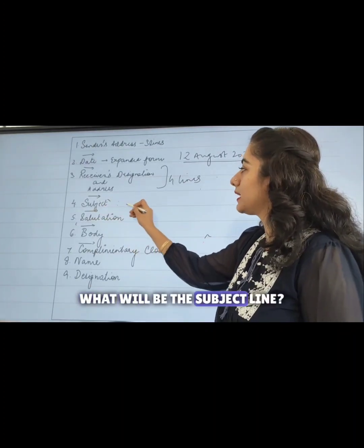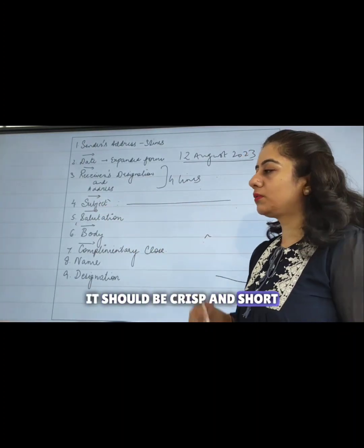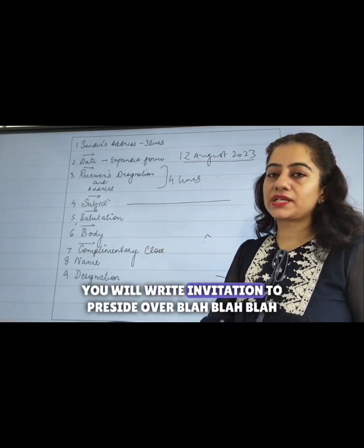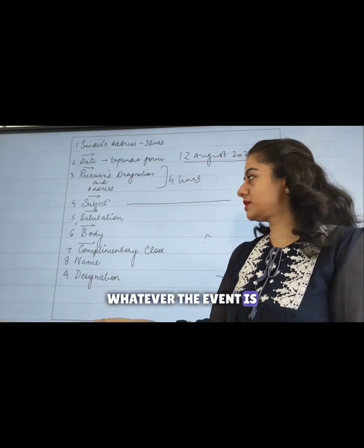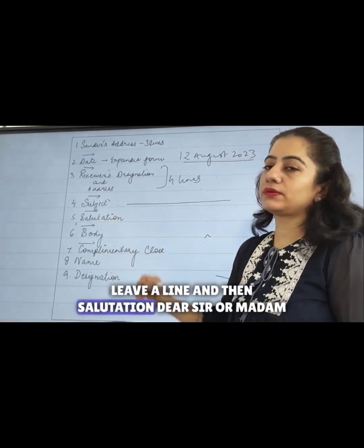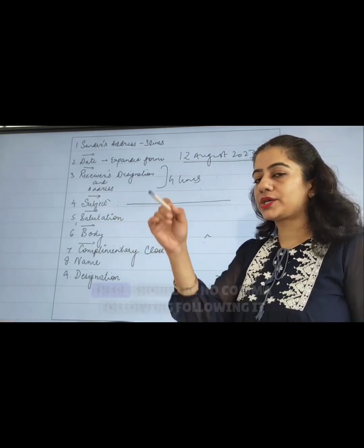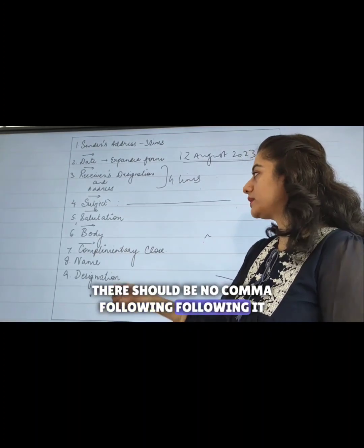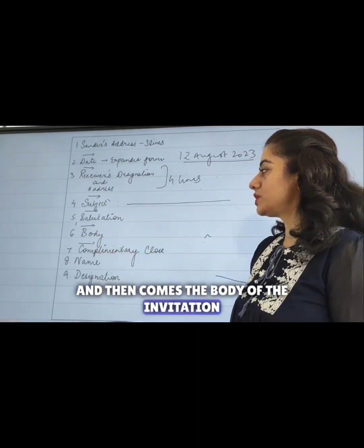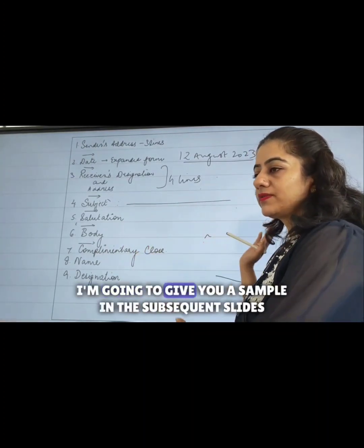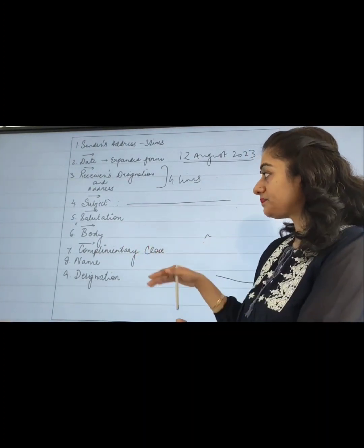What will be the subject line? It should be crisp and short. What will you write here? You will write invitation to preside over blah blah blah, whatever the event is. Leave a line and then salutation, dear sir or madam. There should be no comma following it. Leave a line after that, and then comes the body of the invitation. Body of the invitation, I'm going to give you a sample in the subsequent slides.